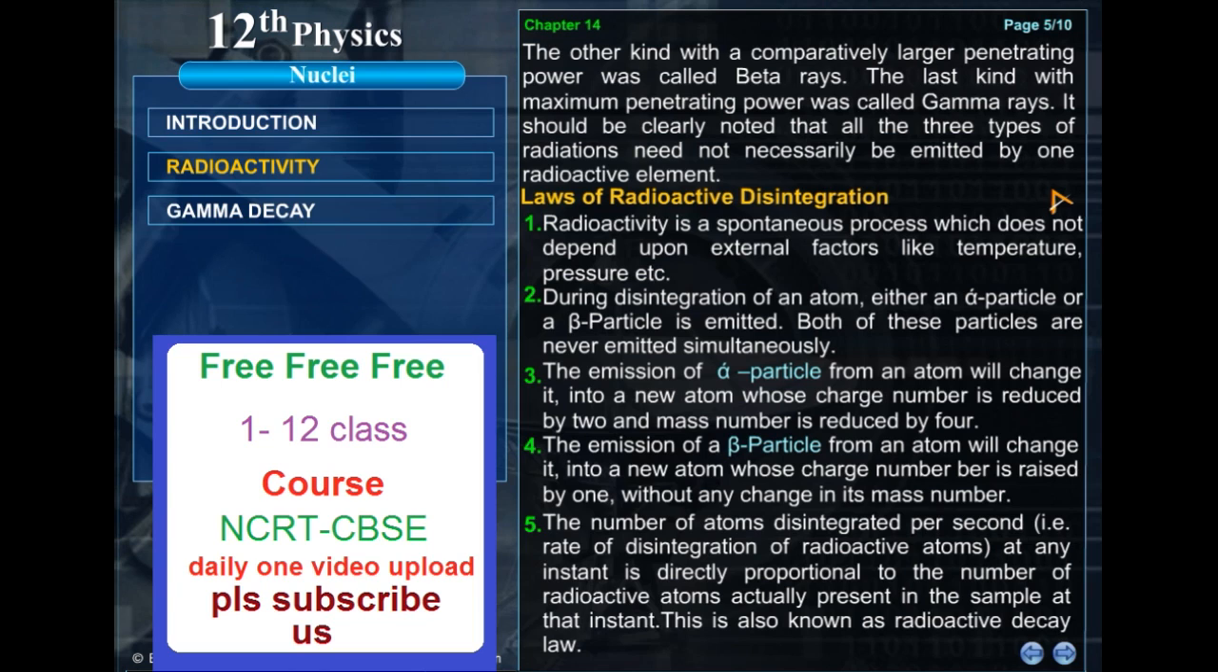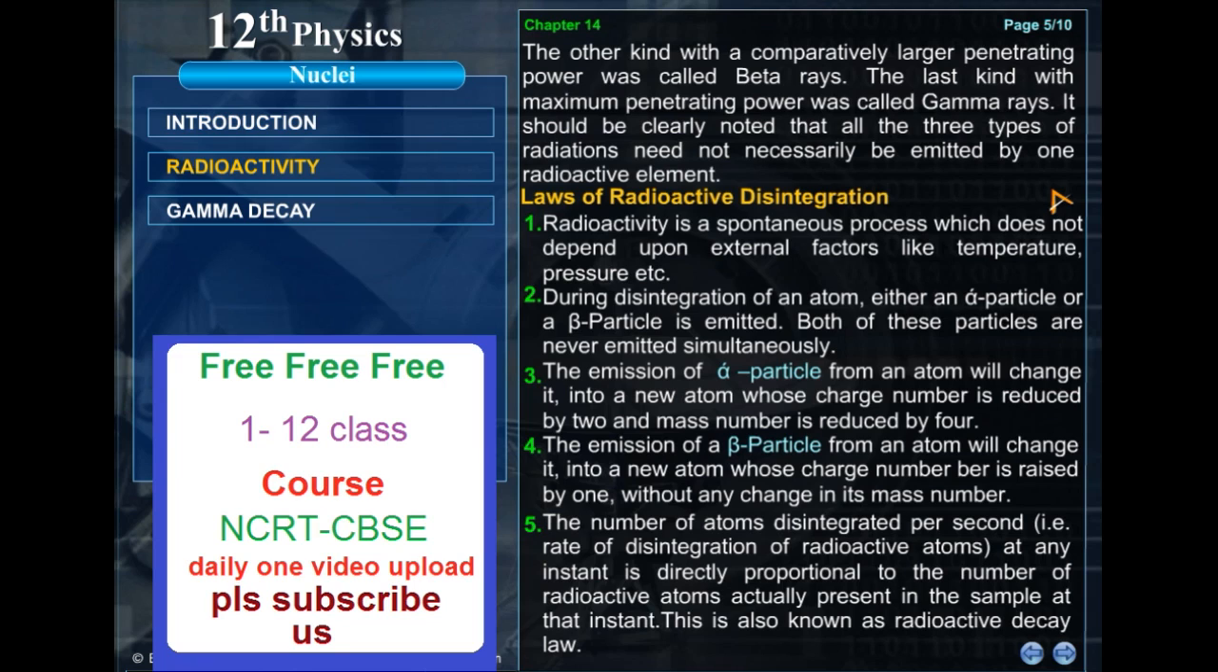The emission of an alpha particle from an atom will change it into a new atom whose charge number is reduced by 2 and mass number is reduced by 4. The emission of a beta particle from an atom will change it into a new atom whose charge number is raised by 1 without any change in its mass number.